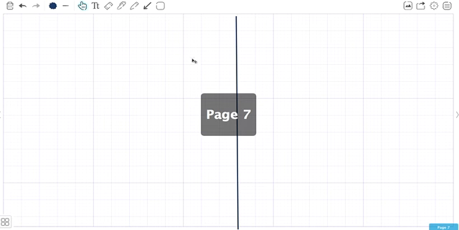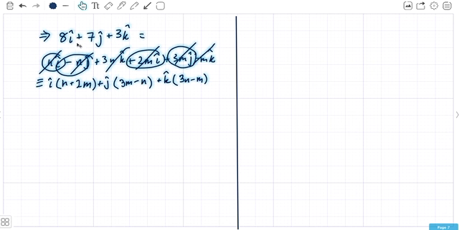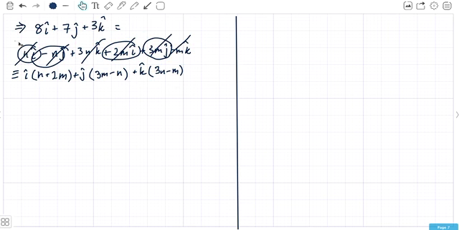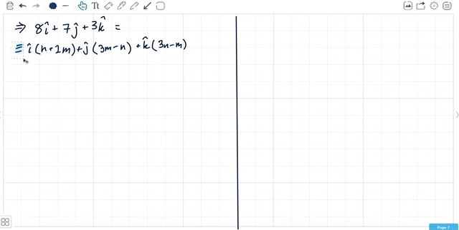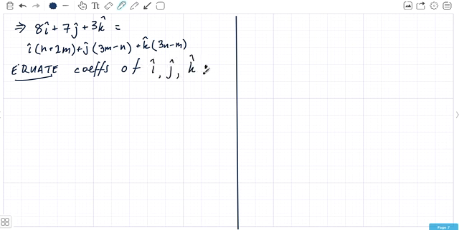If we go to the next page, let's put this up in the corner to give myself a bit of room. Now what we can do is equate the coefficients of i, j and k, because we know that i, j and k are linearly independent. In order for these two things to be equal, the coefficients of i would have to be equal, the coefficients of j would have to be equal, and the coefficients of k. So we've got three equations but only two unknowns, so this is what's called an overdetermined system. It means that you have more information than you need, which is always good.